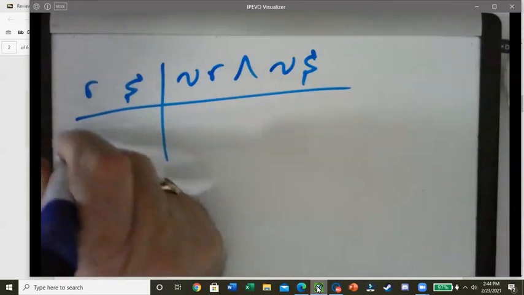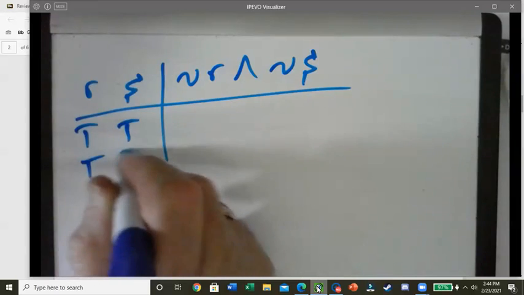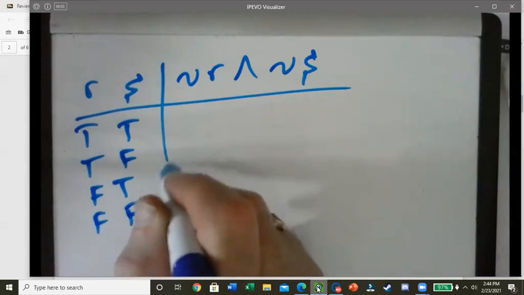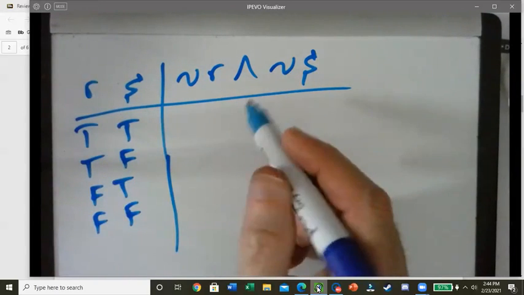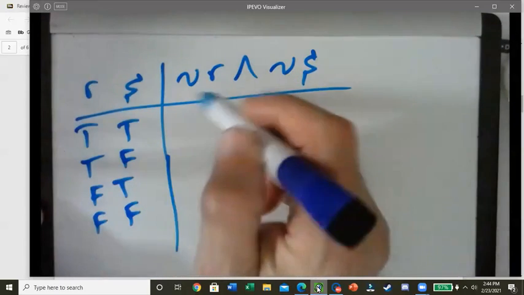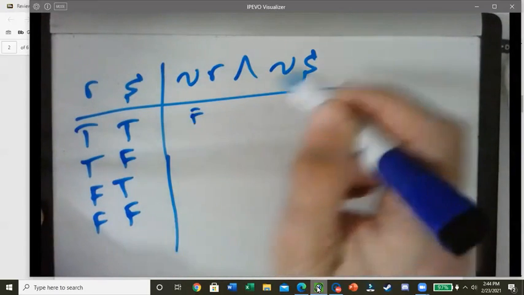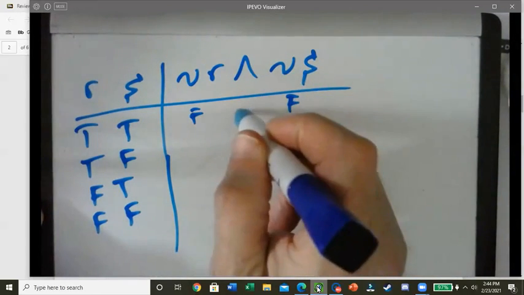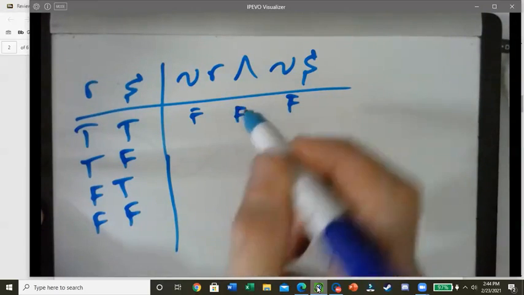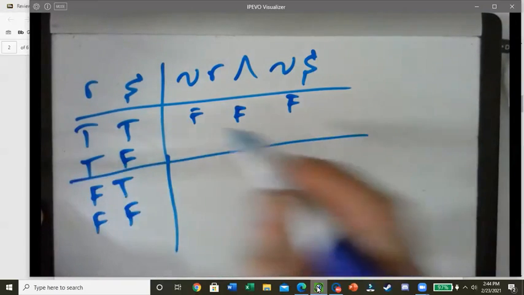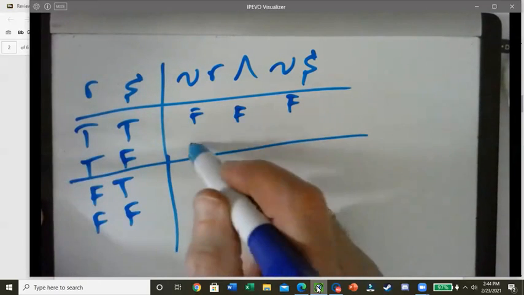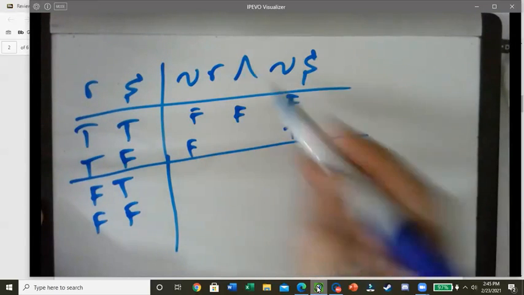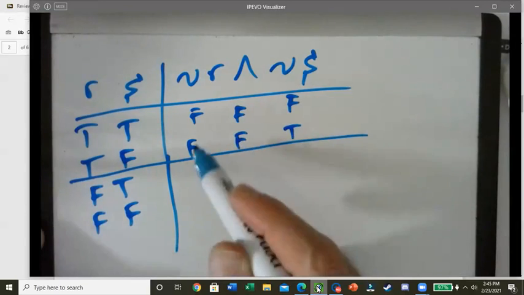And we have true, true, true, false, false, true, false, false, just like we would for P and Q. So since R is true, not R is false, and not S is also false. So false and false is false. Okay, the next one, since R is true, not R is false. And since S is false, not S is true. False and true is still false.